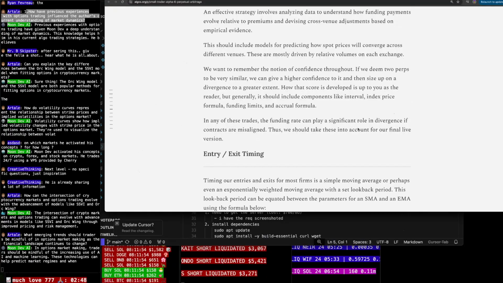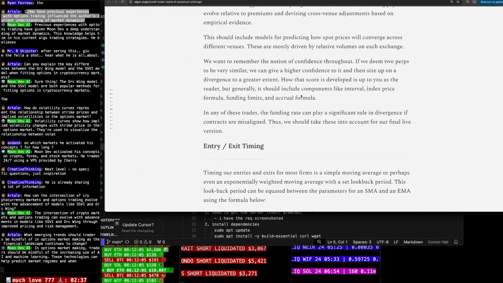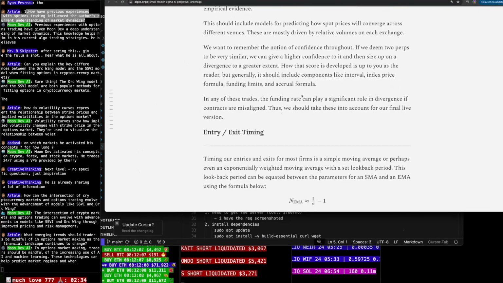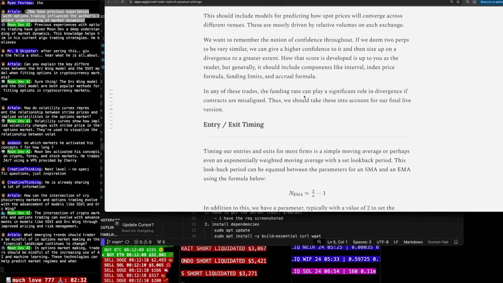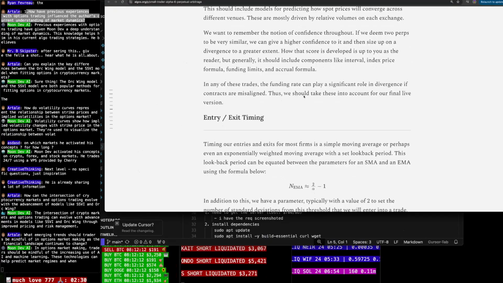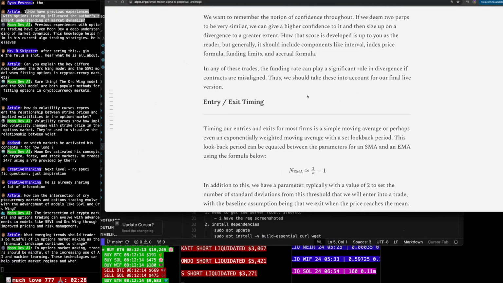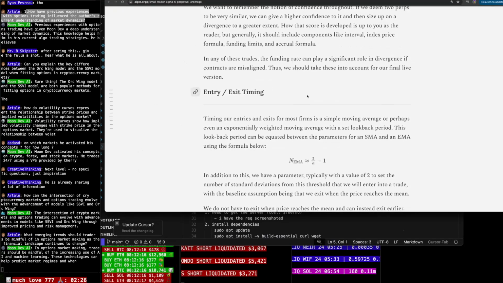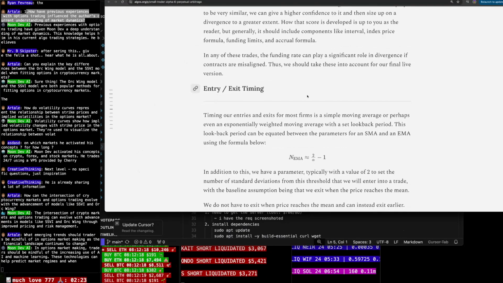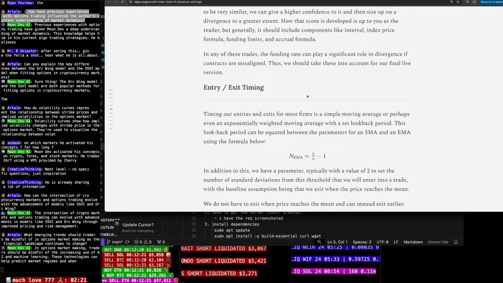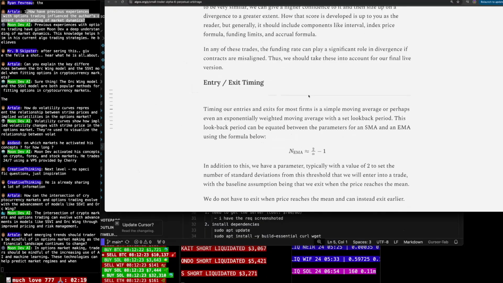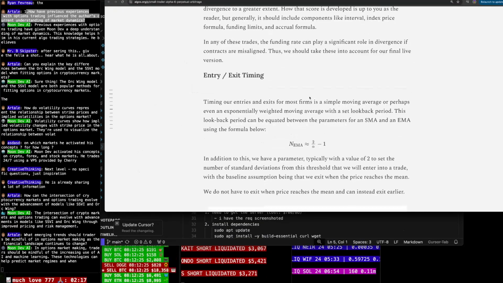We want to remember the notion of confidence throughout. If we deem two perps to be very similar, we can give a higher confidence to it and then size up on a divergence to a greater extent. How that score is developed is up to you as the reader, but generally it should include components like interval, index formula, funding limits, and accrual formula. In any of these trades, the funding rate can play a significant role in divergence if contracts are misaligned. Thus, we should take these into account for our final live version.